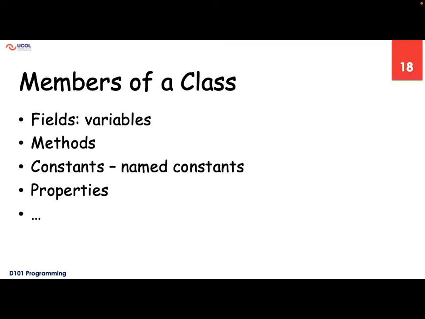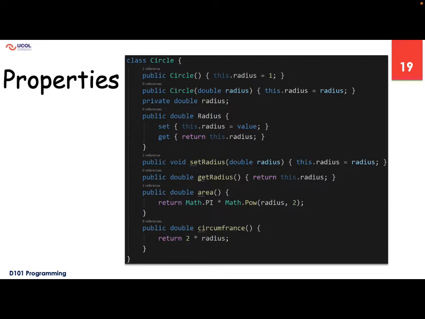Okay. So the members of the class can be variables. We have seen them. We have seen the methods as well. We have constant names, and we have some properties. So if we look at that, I have defined this public double radius, with the capital R, and then I start the curly brackets, and we have set and get methods.